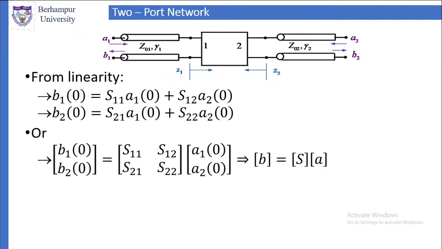In matrix terms, the column matrix B is equal to the square matrix S into the column matrix A. The square matrix S contains S11, S12, S21, S22. So you can write matrix B is equal to matrix S multiplied by matrix A. This S matrix is called the scattering matrix.